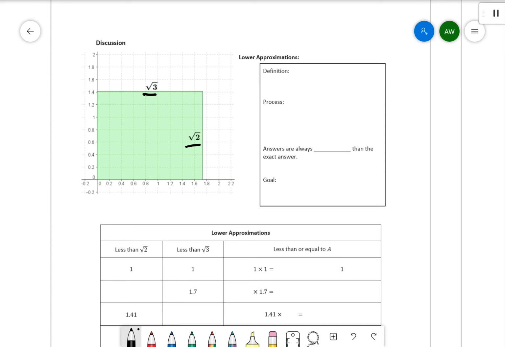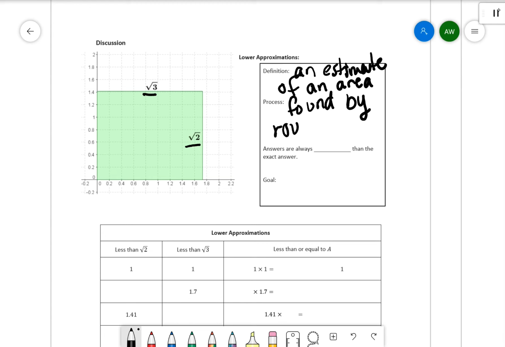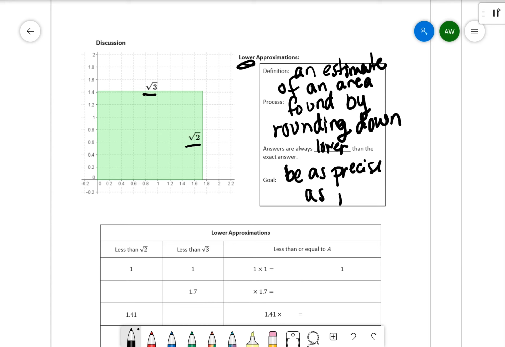The first thing we're going to do is a process called finding a lower approximation. A lower approximation is an estimate of an area found by rounding down, right? With a lower approximation, your answer will always be lower than the exact answer. And our goal is to be as precise as possible.